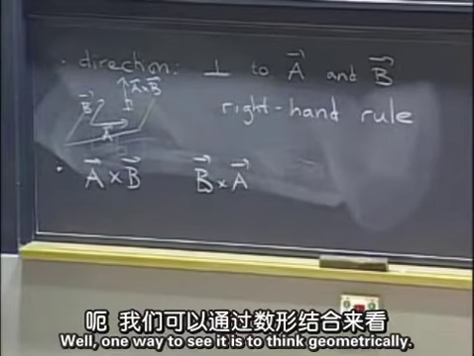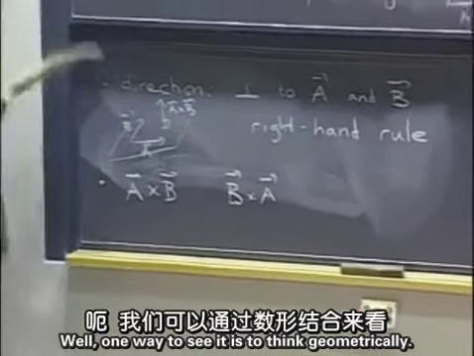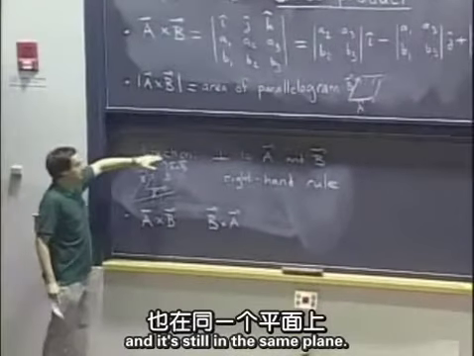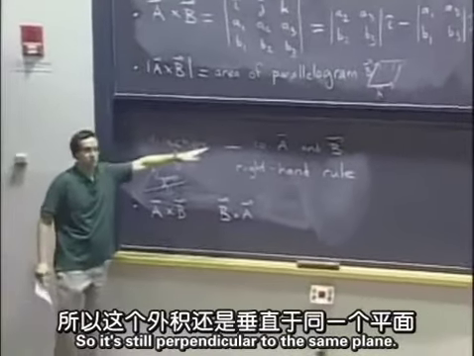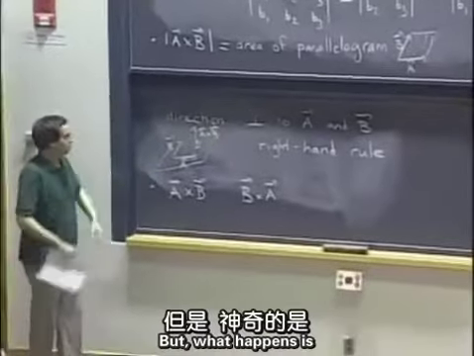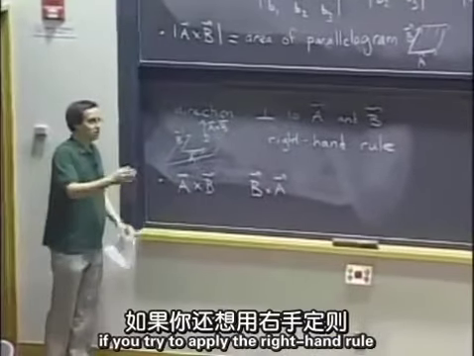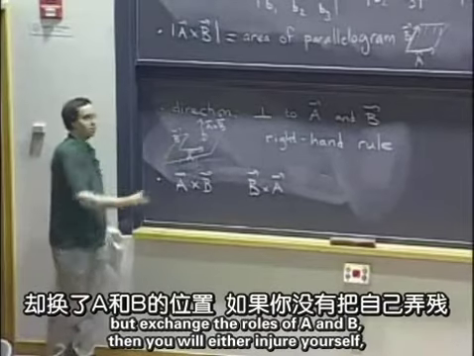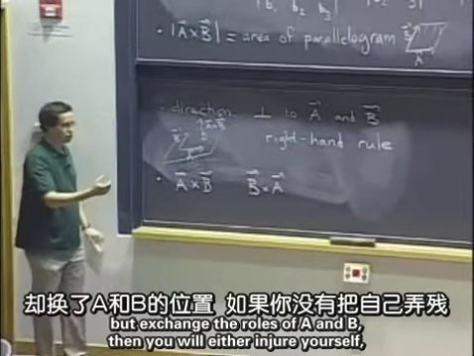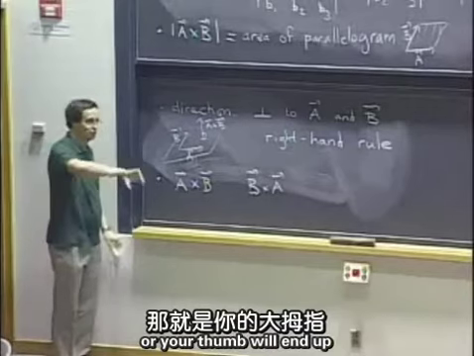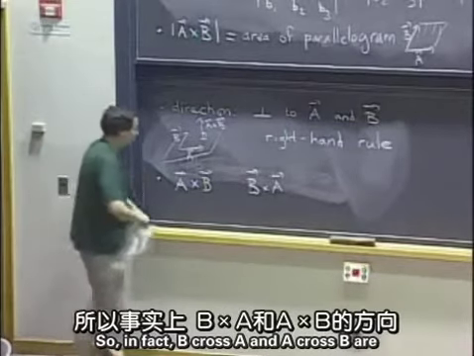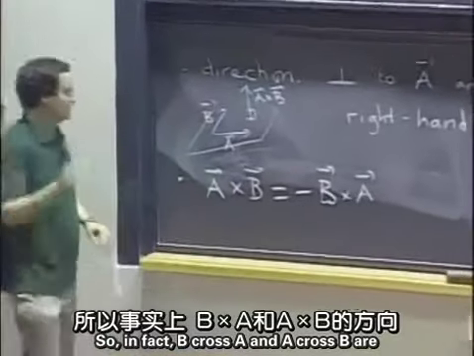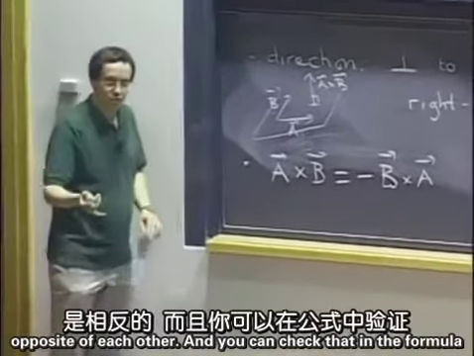Well, one way to see it is to think geometrically. Sure, the parallelogram still has the same area, and it's still in the same plane, so it's still perpendicular to the same plane. But what happens is if you try to apply the right-hand rule but exchanging the roles of A and B, then you will either injure yourself or you will end up pointing in the opposite direction. Okay? So in fact, B cross A and A cross B are opposite of each other.